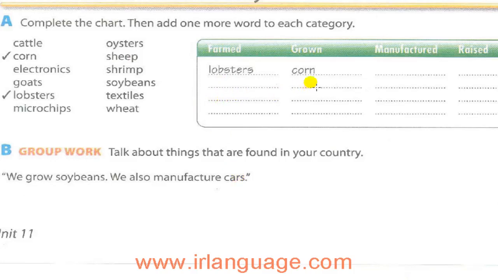In Egypt, we grow wheat. We grow wheat, bananas, rice. We grow rice. We grow wheat, rice, and bananas. In Egypt, we manufacture televisions and cars. In Egypt, we raise chickens, goats, and sheep.